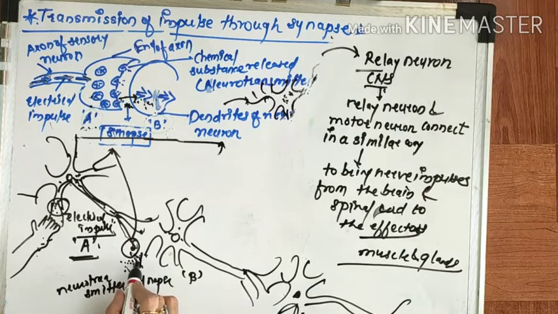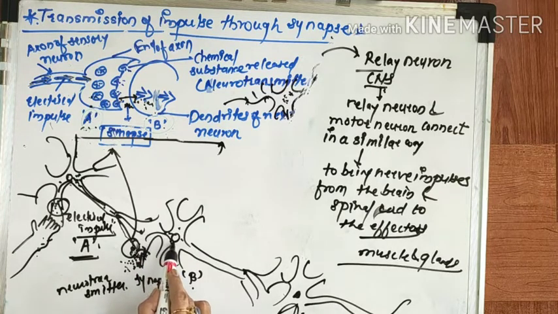Okay, so this electrical impulse releases a tiny amount of chemical substance into this synapse. Okay, and now this chemical impulse crosses this gap and it reaches the dendrites of neuron B. Okay, and from the dendrites of neuron B it goes to the cell body of this neuron B. From the cell body it goes to the axon. From the axon it goes to the end of this axon.